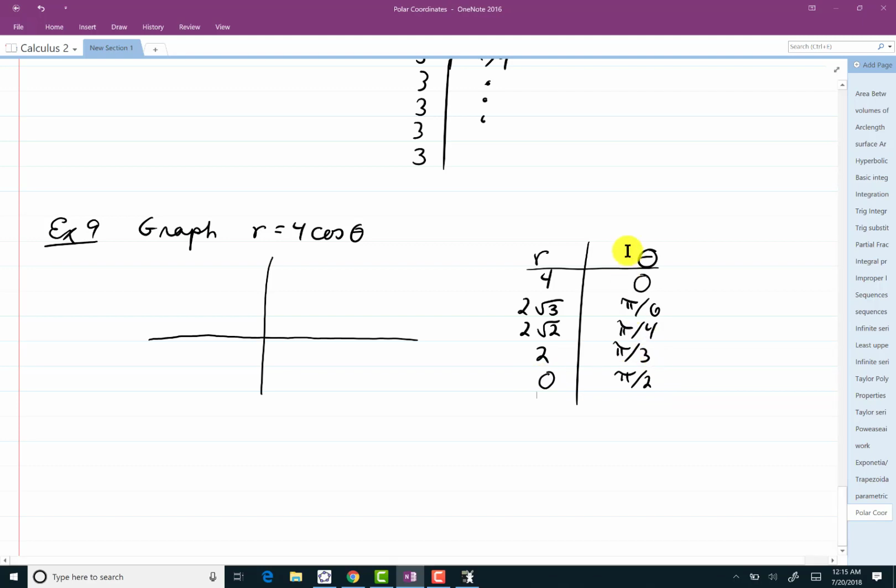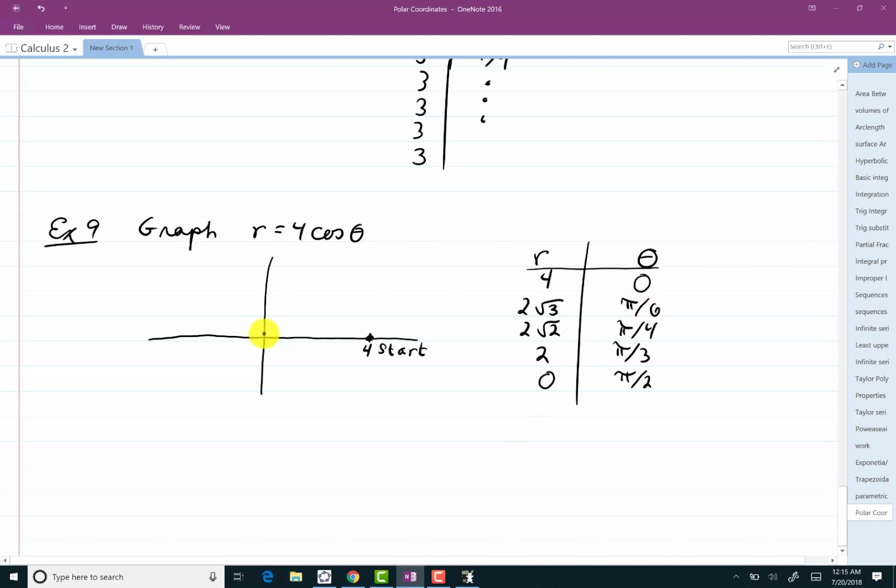So if I start with theta equals 0, that means I'm on the x-axis. And then it says the radius is 4, though. So I have to go to where there's a 4 on the x-axis, and this is our start. Okay, now, as we proceed through our thetas, we start to move away from the x-axis, but counterclockwise. So the next angle that I have is at pi over 6.